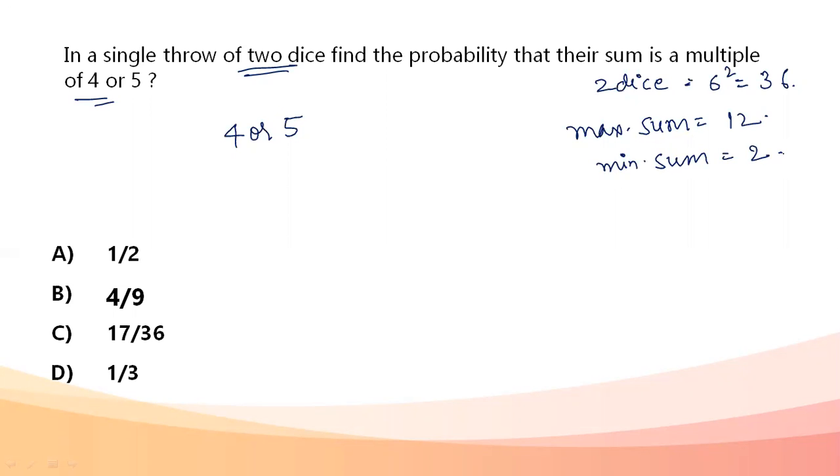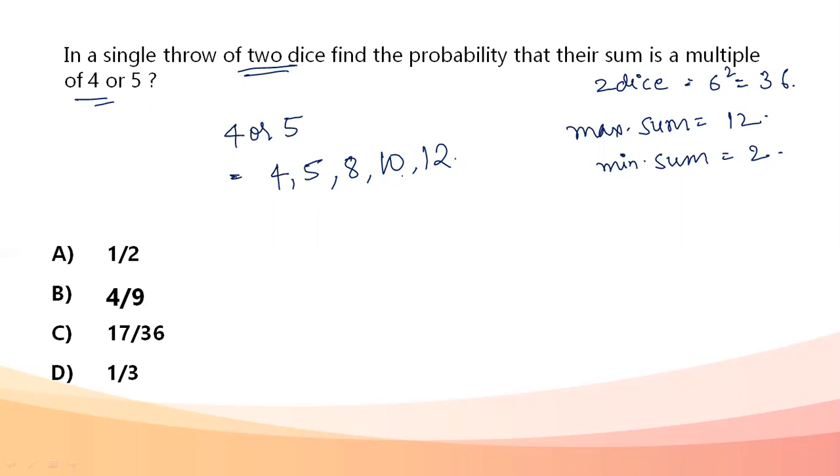Okay, so if I need a multiple of 4 or 5 out of all these, I can have either 4, 5, then I can have 8, going in the same sequence. 9 is not an option, 9 is neither a multiple of 4 or 5. 10 is a multiple of 5. Then 11 is not a multiple of any of them. 12 is a multiple of 4. Okay, so five sums I need. I need either 4, 5, 8, 10, or 12.